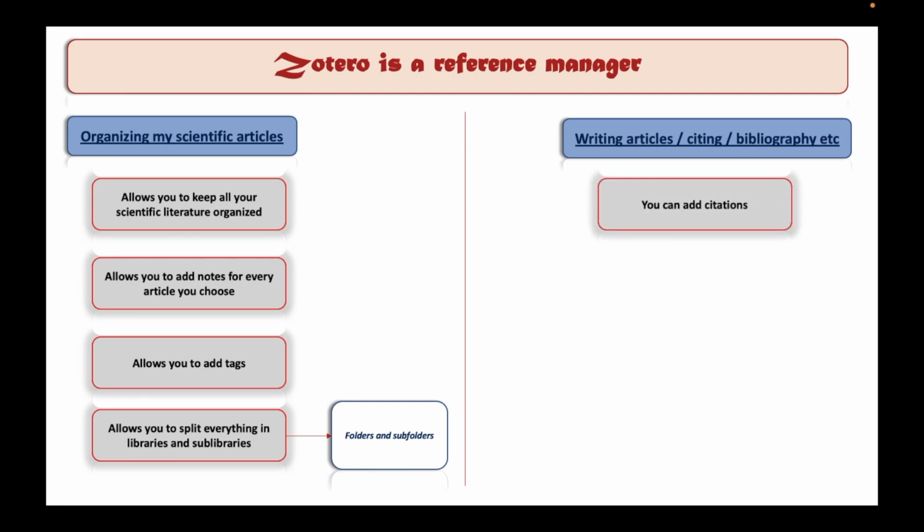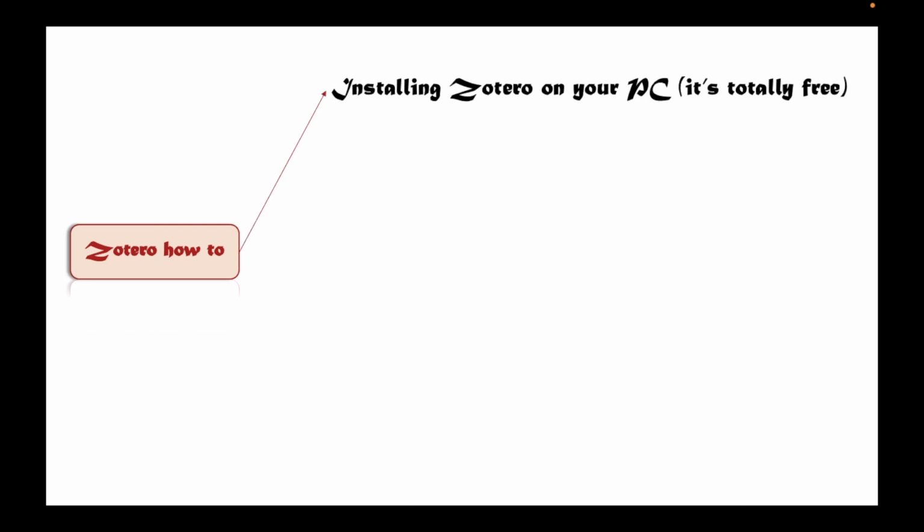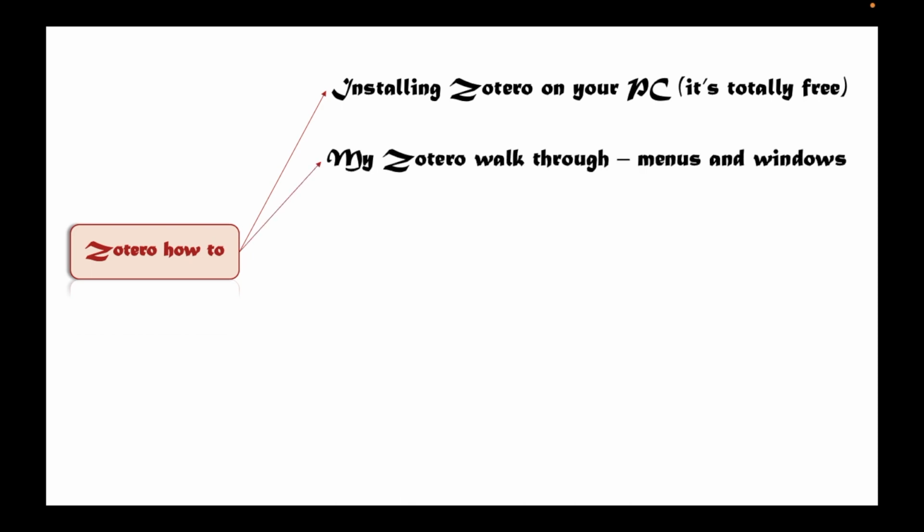Of course, I can also add citations to a paper that I'm writing, for example. I can add a bibliography, and I can add and edit multiple citation styles depending on what's requested from you. So what I'm going to show you is how to install Zotero on your PC or Mac. Zotero is totally free, so don't worry about it.